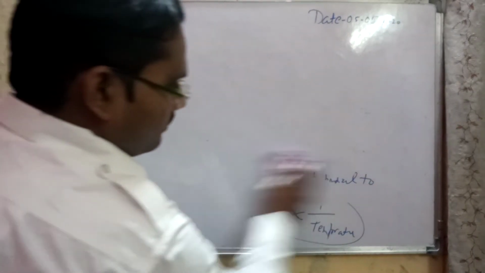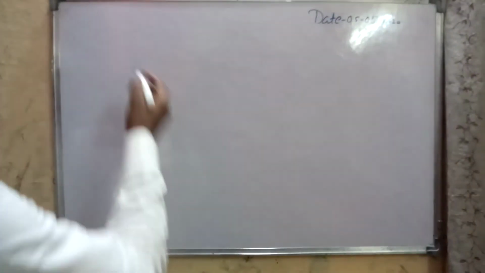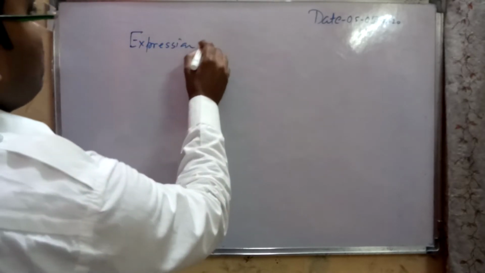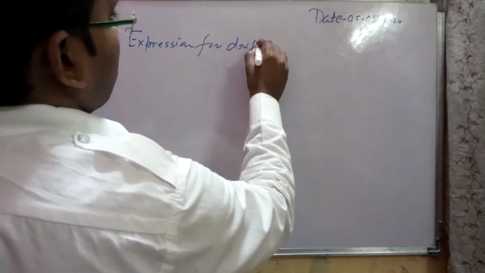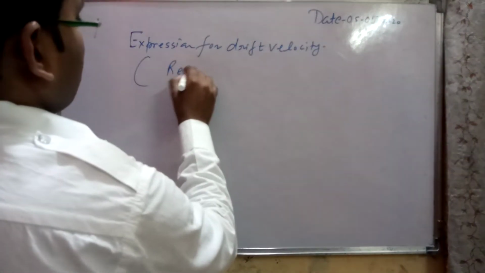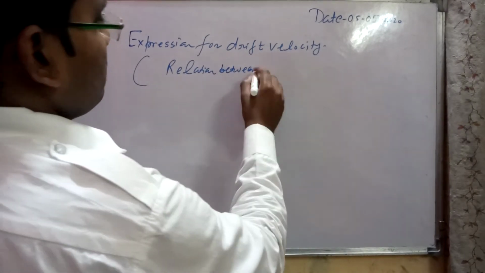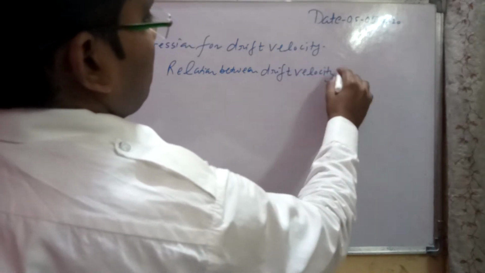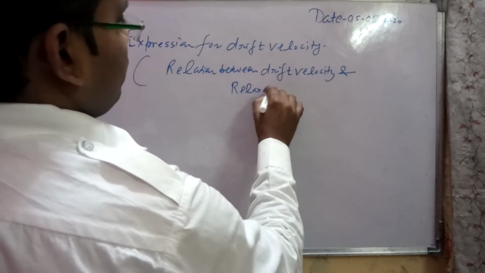Now the next topic is the expression for drift velocity of free electron, or the relation between drift velocity and relaxation time.